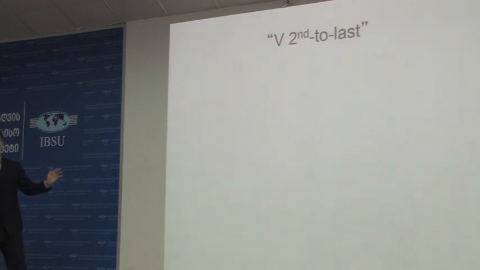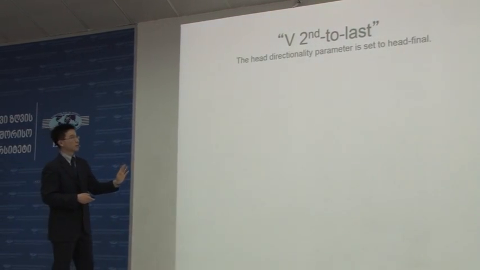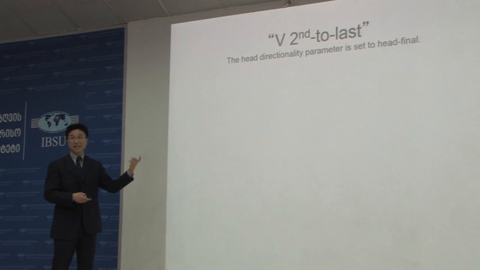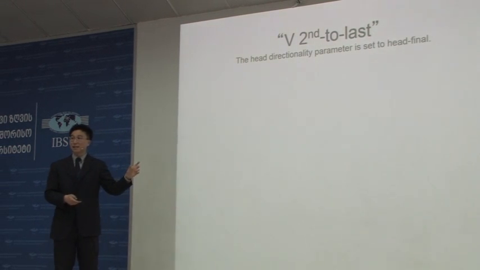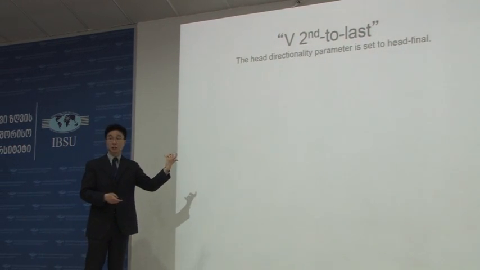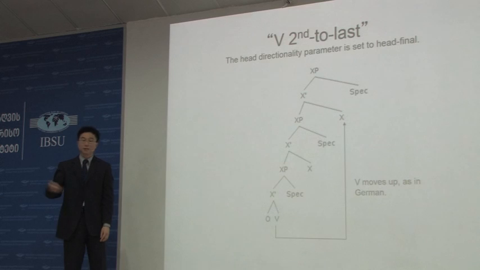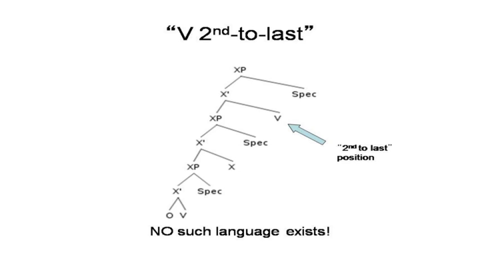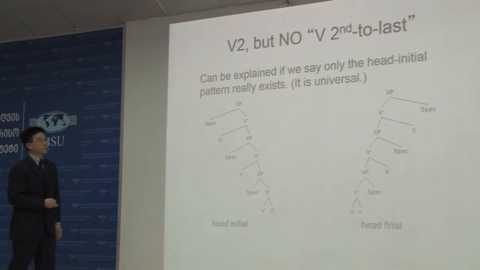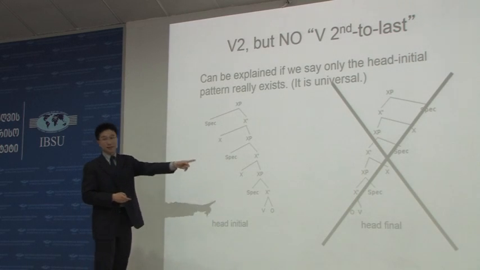But the main point is that there is no language that does the same thing in the opposite direction, which you might expect if there was just a parameter setting that does head initial, head final. There's no language where the verb in a head final language can move up to that position, like second to last. No such language exists. There's not even one. So it's a pretty robust universal. So this is fine, this is not.